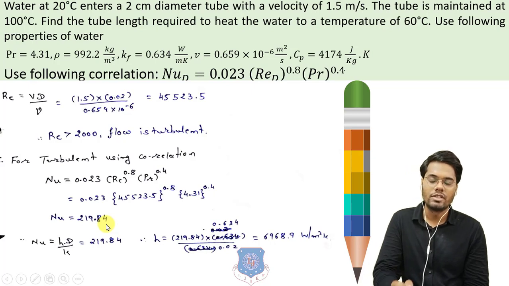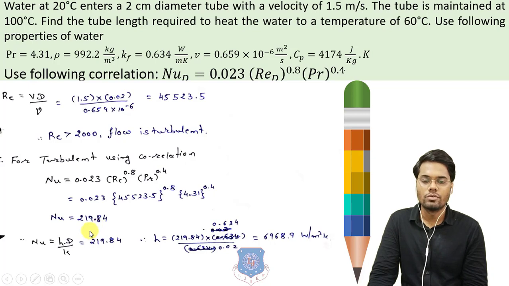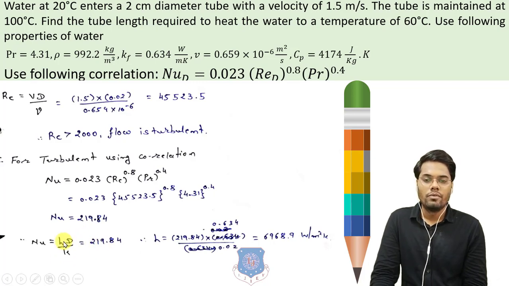Now we know that Nusselt number is equal to h Lc by k. Here again this is a pipe, so the characteristic length or characteristic dimension is the diameter of the pipe. So Nusselt number is equal to hD by k. In this equation we know the value of diameter and the conductivity. So solving this equation, we will get the value of convective heat transfer coefficient h equal to 6968.9 watt per meter square Kelvin.